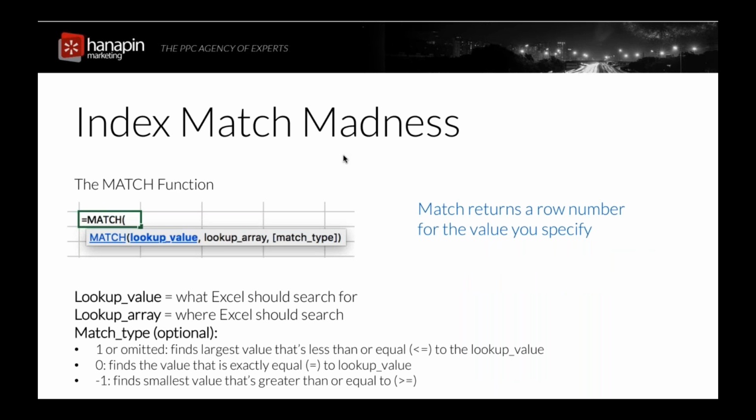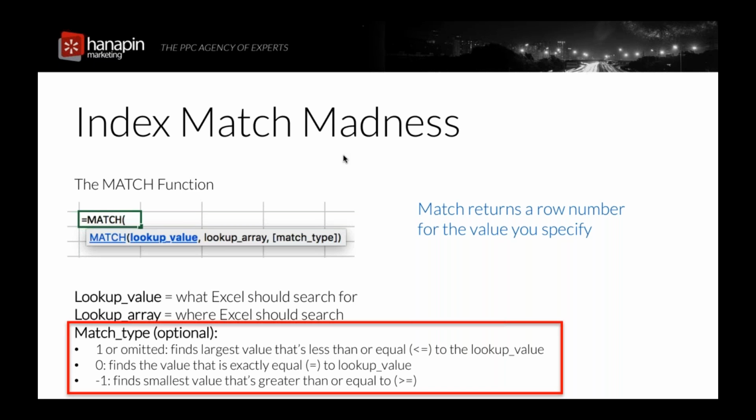Very similarly, the lookup value is what you're searching for. The array is where you're searching. And then this match type argument is optional, but I do see a lot of problems with it sometimes when you are looking up values. So here at Hanapin, something we like to do for our clients for bidding specifically is set up a bid table using metrics like impression share, conversions, or CPL, and we use an index match to automatically look up, based on those two metrics, what the bid change should be.